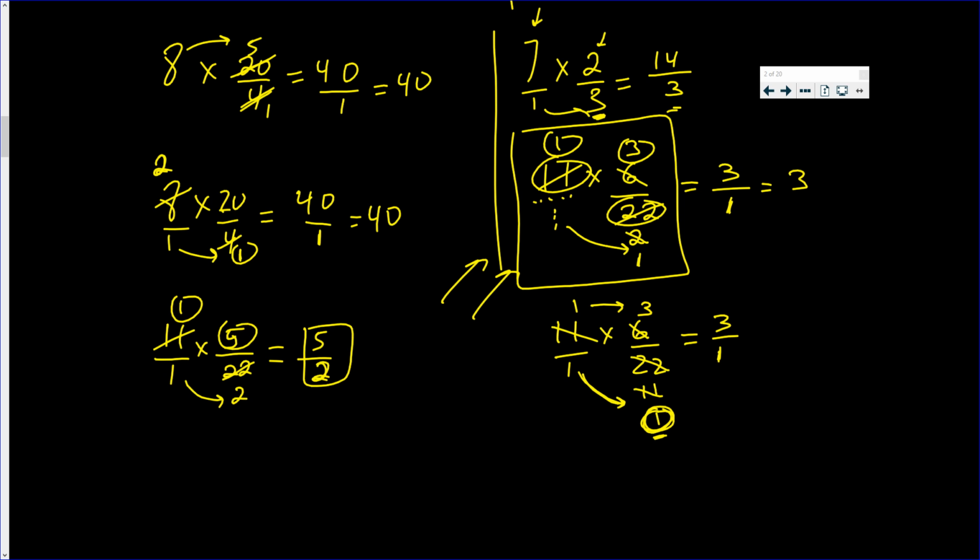Okay. This is going to complete the section on multiplying fractions. Reduce first so you don't get really big numbers, because you're going to have to reduce anyways. Might as well reduce with small numbers than with bigger numbers.